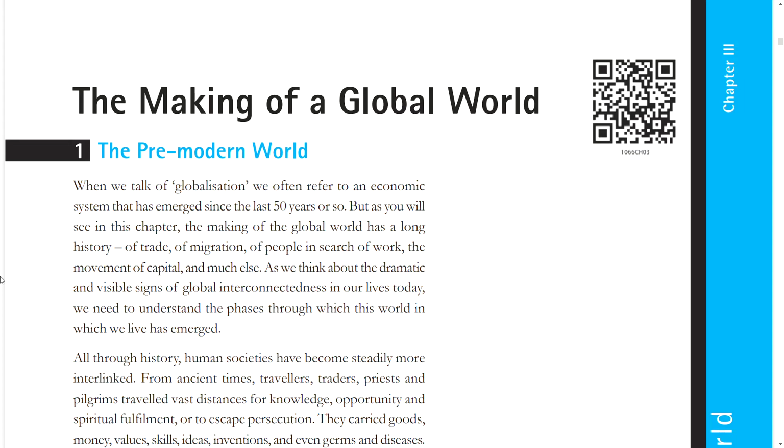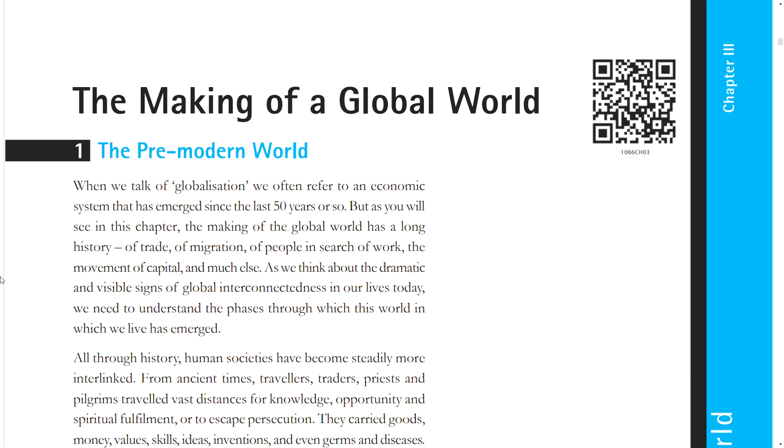1. The Pre-Modern World. When we talk of globalization, we often refer to an economic system that has emerged since the last 50 years or so. But as you will see in this chapter, the making of the global world has a long history of trade, of migration, of people in search of work, the movement of capital, and much else.